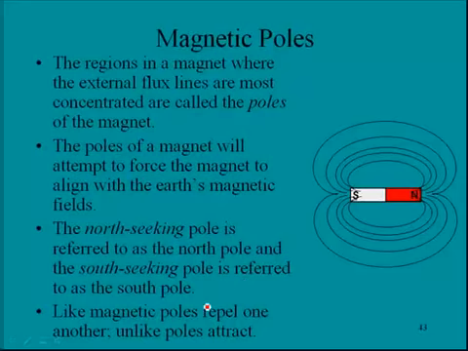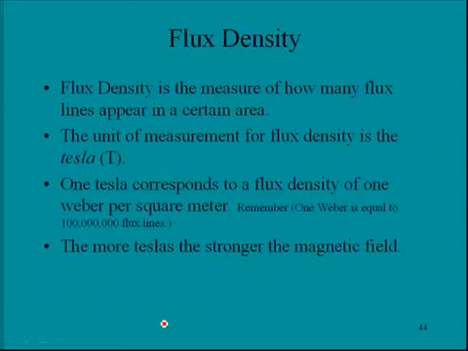Okay, so magnetic poles. Flux density. Flux density is the measure of how many flux lines appear in a certain area. The unit of measure for flux density is the Tesla, capital T. 1 Tesla corresponds to a flux density of 1 Weber per square meter. And remember, 1 Weber is equal to 100,000 flux lines. If it's more than 1, then we're going to have more Webers per square meter. The more Teslas, the stronger the magnetic field.